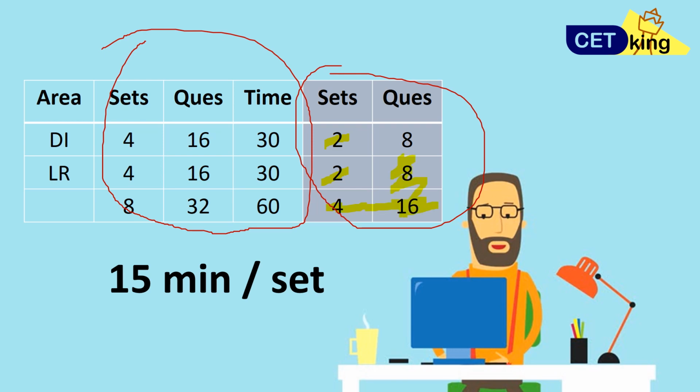I'm not going to become Bahubali. I'm not going to play like a Bahubali. I'm going to play like a normal human being. Fine. Target 16 questions. Very, very plausible, very possible. With a target time of 15 minutes per set, I can easily perform. All right, the moment the paper starts, we'll select 4 sets and we are going to target only those 4 sets.